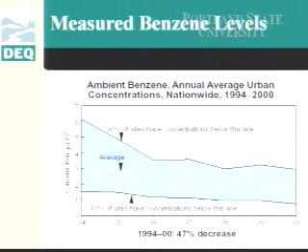Here's a little something about how ambient benzene levels have gone from 94 to 2000. These are concentrations measured in air. I mean, they've dropped down some. What you've got is the 10 to 90% kind of confidence interval thing.